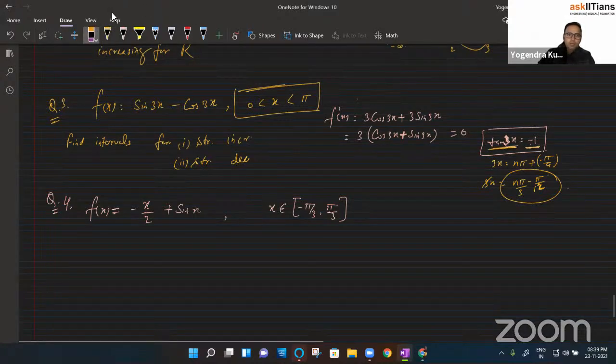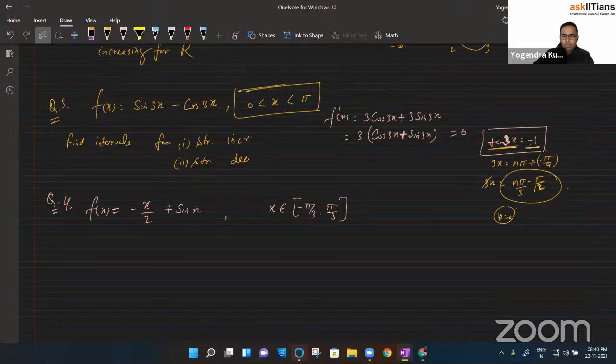Listen here. Now, if we put n equals to 0, what is the value we are getting? N equals to 0, it is what? Negative. That is out of the interval. So we'll not take n equals to 0. N equals to 1 gives us what? Pi by 3 minus pi by 12.